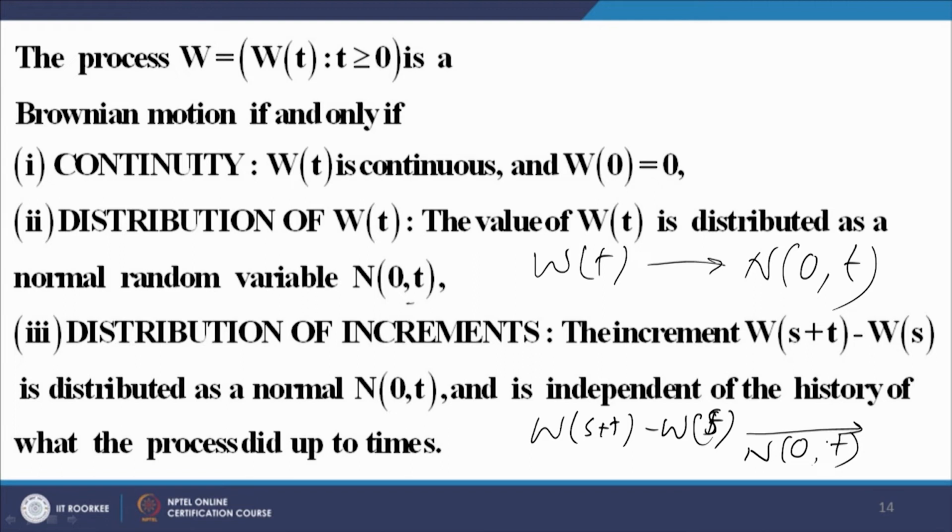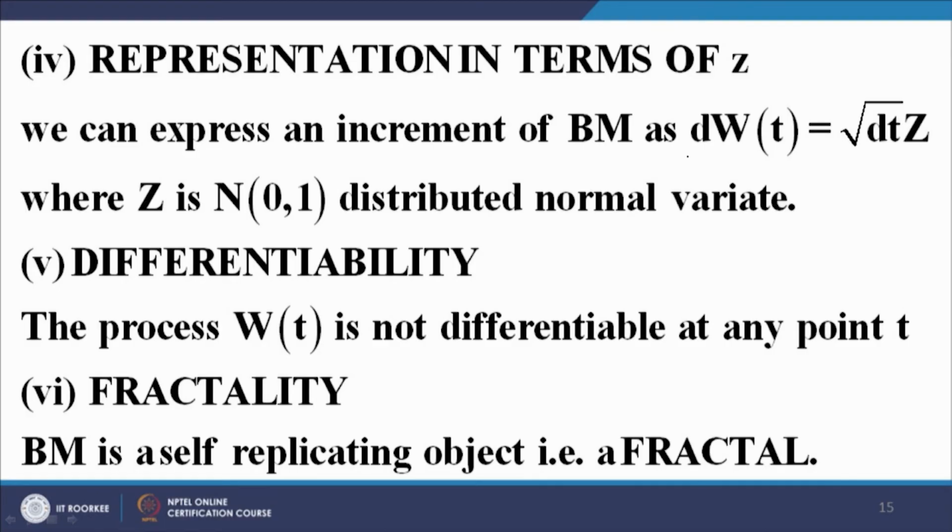Whatever path the process followed up to t equal to s is irrelevant for the future evolution of the process. The future evolution will only depend on the point at which the process is at t equal to s. How it arrived at that particular point is of no relevance in determining the future trajectory of the process. So, that is the important part. This is what we call a Markov process. So, Brownian motion is a Markov process.